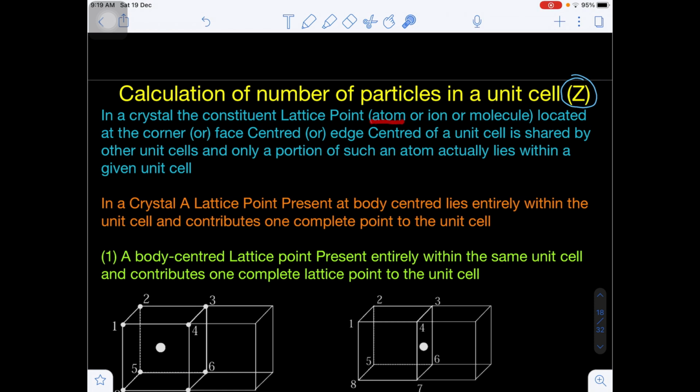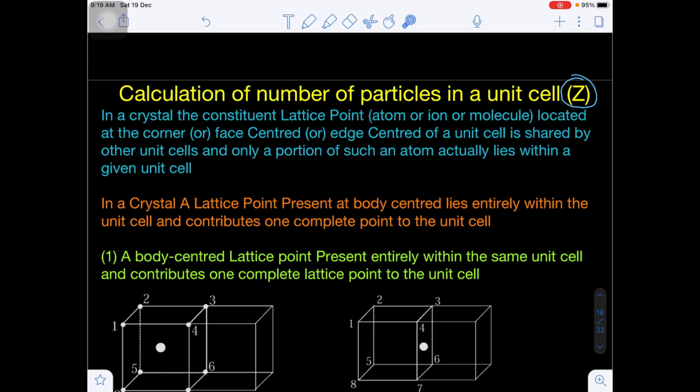Now here, basically, what are the constituent particles in a unit cell? That may be an atom, an ion, or a molecule. So the atom, ion or molecule present in a unit cell sits in 4 different sites. The first site is the corner of a unit cell, the second site is the face center, that is the center of the face, and the third location of a lattice point may be the edge center, that is the center of the edge.